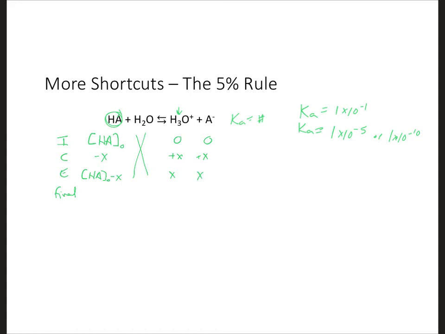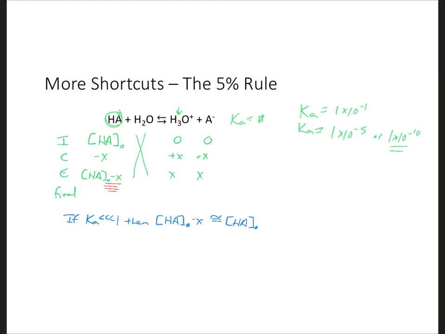And so when we think about this, if the Ka is really small, that means that not much left the HA. So this term over here is getting to be equivalent to HA. If that X is super, super small, then HA minus X is pretty much the same as HA. And so we can write that out as a statement: if the Ka is really small, then HA minus X is approximately equal to HA.